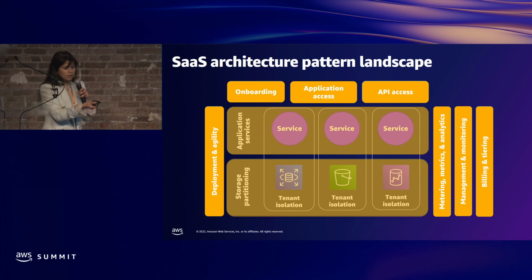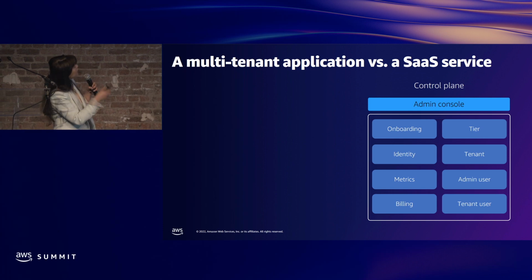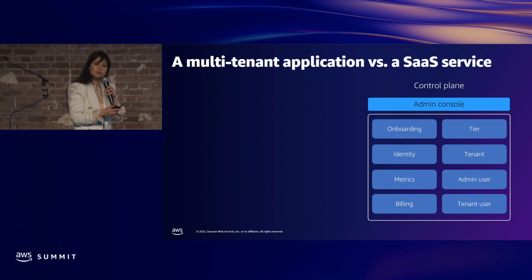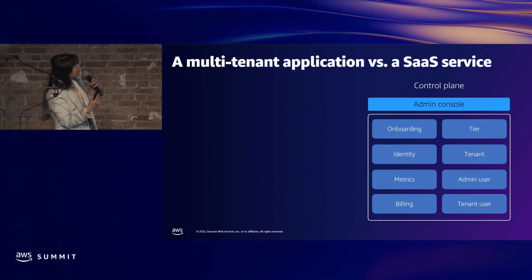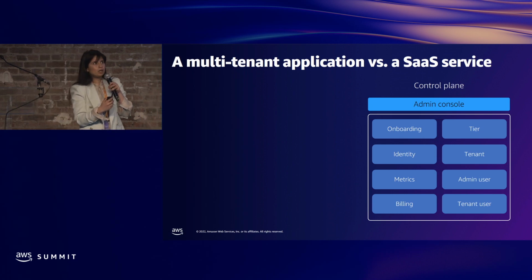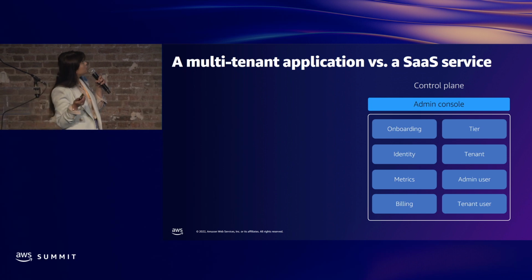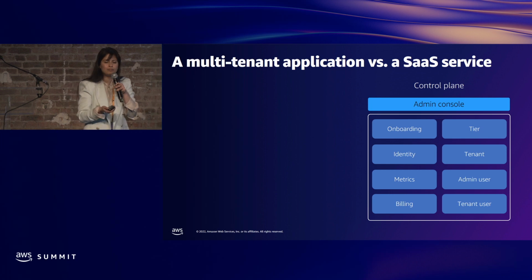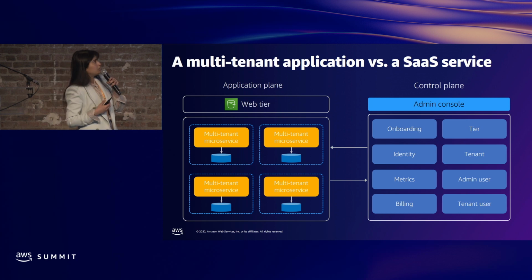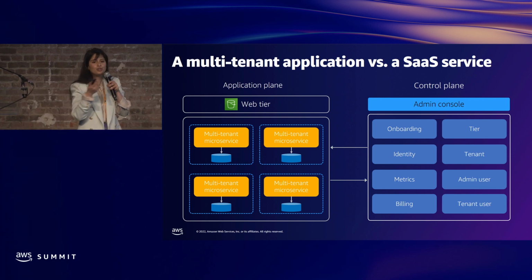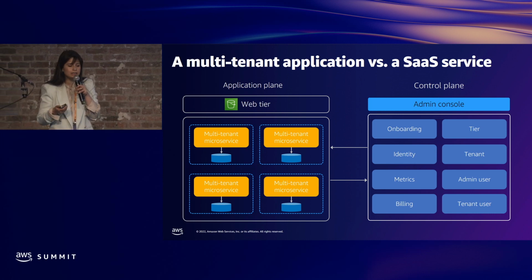Moving a level up from here, the SaaS architecture basically has two domains. One is the control plane, which will have all the horizontal services, like the metrics, onboarding, billing, identity. And this is basically the management and operational experience for your whole multi-tenant application. And it's good to mention here that the control plane itself is not a multi-tenant environment. The next part to this is the application plane that actually hosts your multi-tenant application, your isolation strategy, your data partitioning strategy.